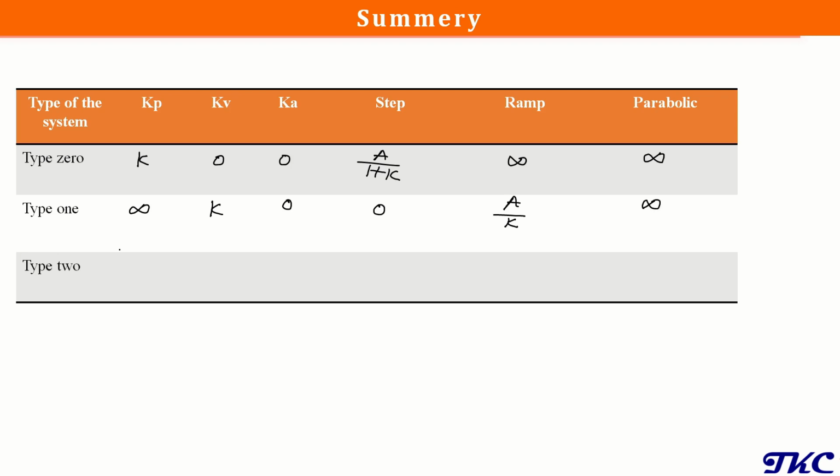For a type 2 system, positional error coefficient we got as infinity, velocity error coefficient we got as infinity, and acceleration error coefficient we got as constant. So for steady state error, when we have considered step input, we got it as 0. For ramp input, we got it as 0. And for parabolic input, we got A by K, which is a constant term. So in this way, we can determine the steady state error for a given system.